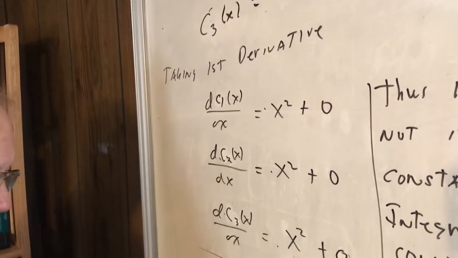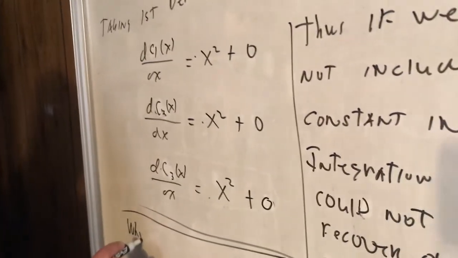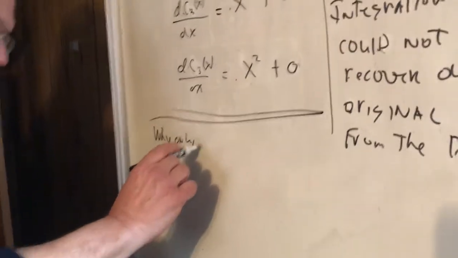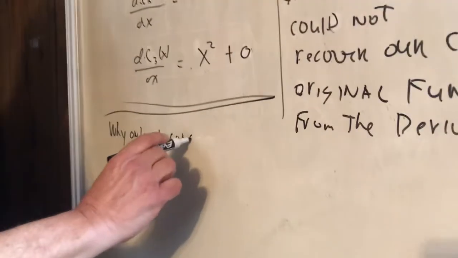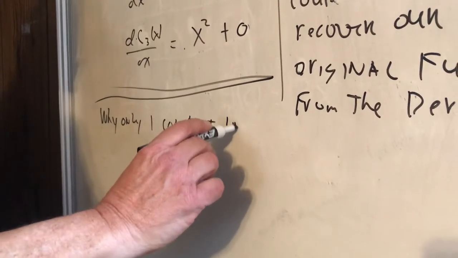Now, why do we only have one constant? Okay, so why only one constant in every integration?